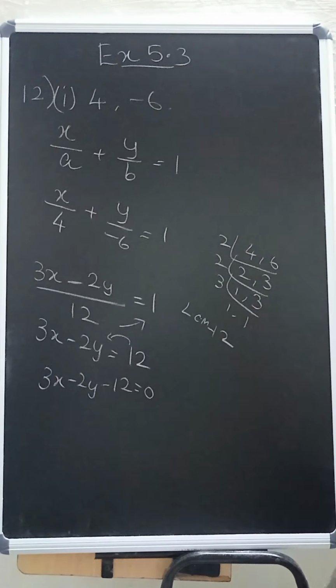Next, 13th sum. Find the intercepts made by the following lines on the coordinate axis. First subdivision, they have given you the equation of the line 3x minus 2y minus 6 is equal to 0. So now you need to find the x-intercept and y-intercept. So what is the format? x by a plus y by b is equal to 1 is the equation of the straight line. Now bring this equation to this form. 3x minus 2y is equal to 6. First I have brought the 6 here. Divide the whole equation by 6.